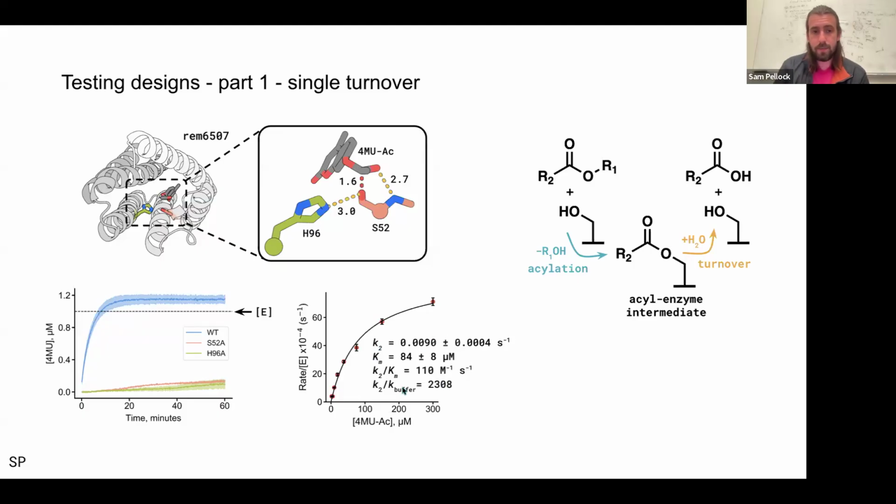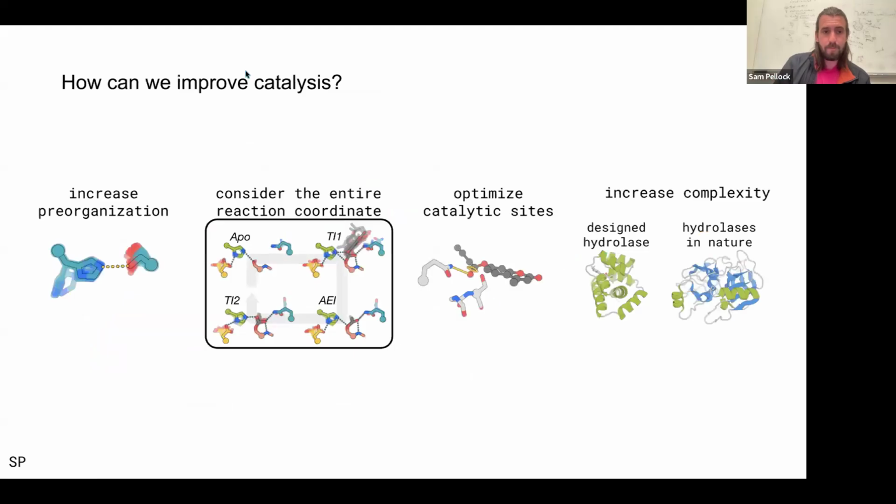And it was nice to see that it's over background, about 2,300 times faster than the background rate. So it seemed like we were getting reasonable activity over background in this case. So that was exciting, but of course we want to be able to do full catalysis. So basically we were wondering, how can we improve catalysis? There are many potential ways, and Anna's gonna start us on this first one.